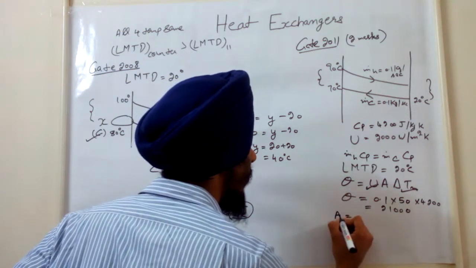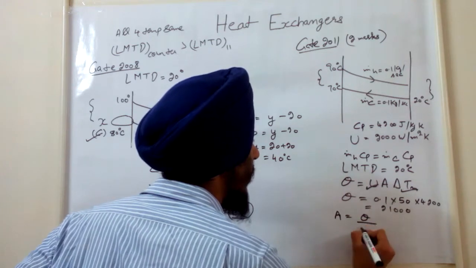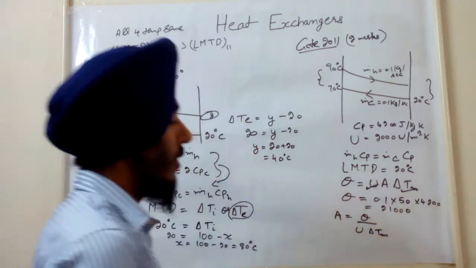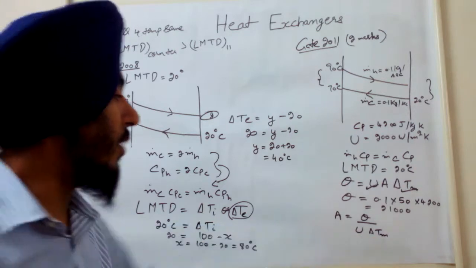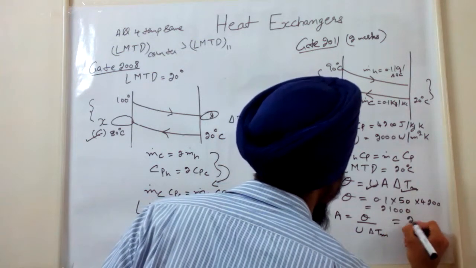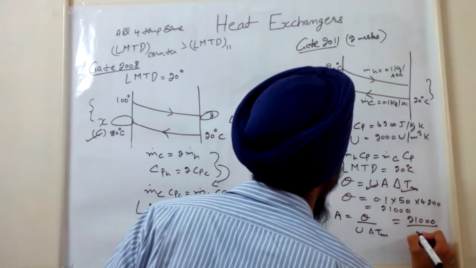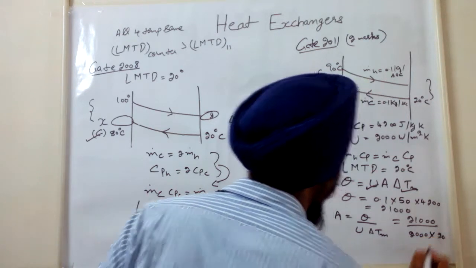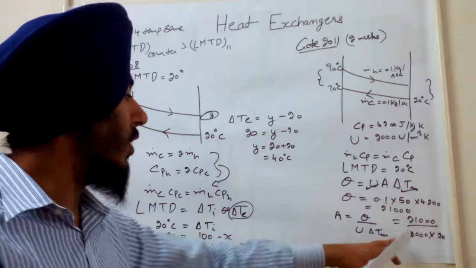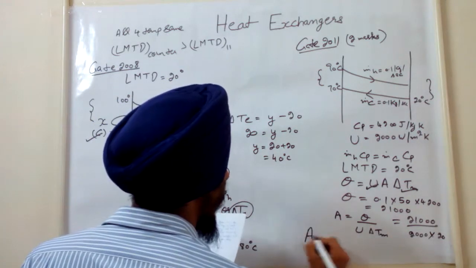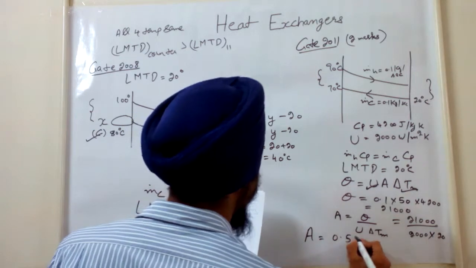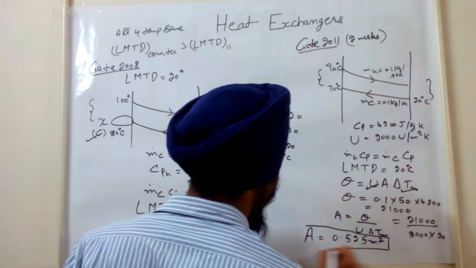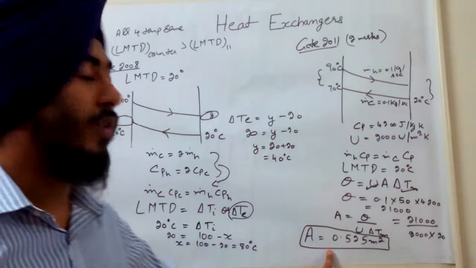21,000 is the answer. So now let's substitute. A is equal to Q divided by U delta Tm. By substituting these we will get value. This is the area of heat exchanger.